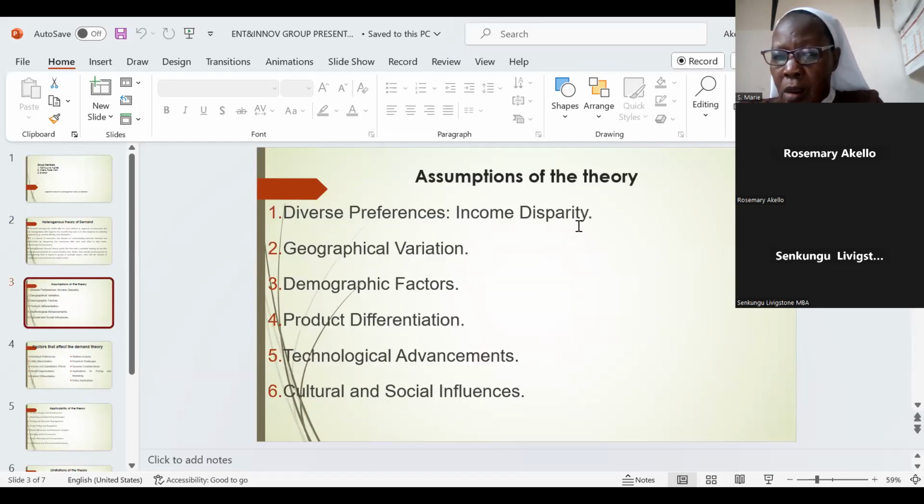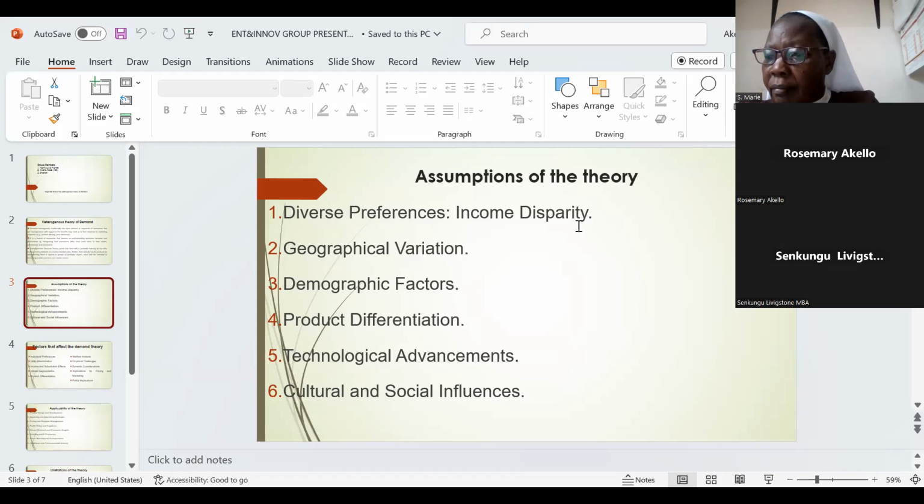Some of these assumptions are supposed to hold in order for the heterogeneous theory to be in place. The first one is diverse preferences. Consumers have varied preferences and tastes for goods and services due to factors such as cultural background, experiences, income levels, and personal values. These differences result in variations in the demand for different products. Income disparity: differences in income levels among consumers lead to variations in purchasing power and demand for goods and services. People who earn higher income may demand luxurious or premium products, while those with a lower income may prioritize essential goods or opt for cheaper alternatives.